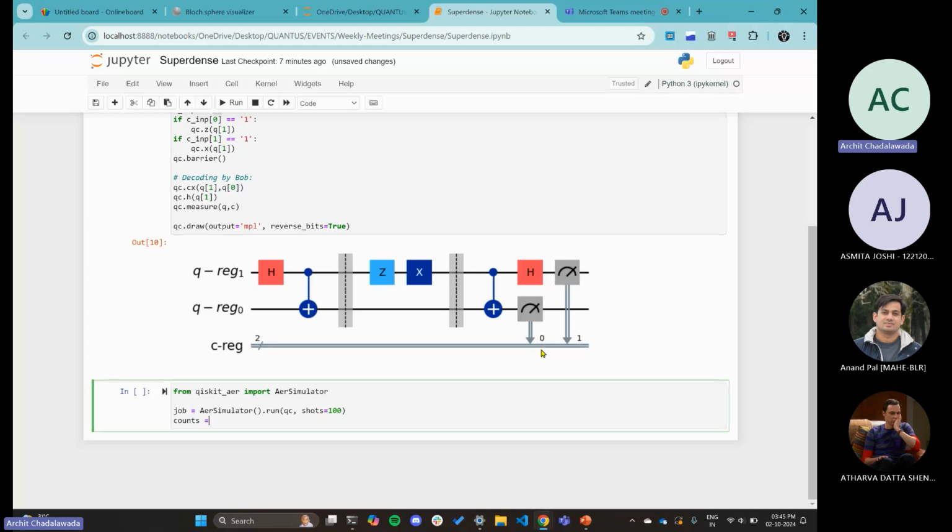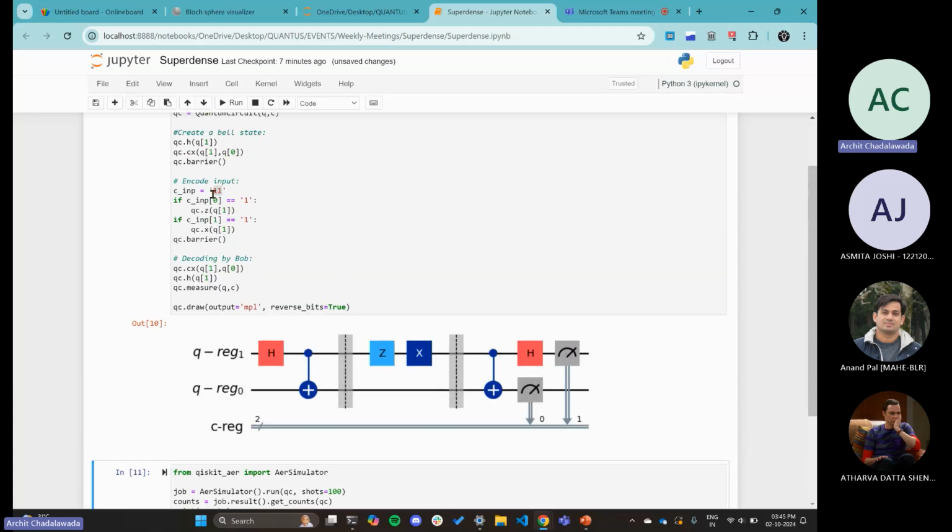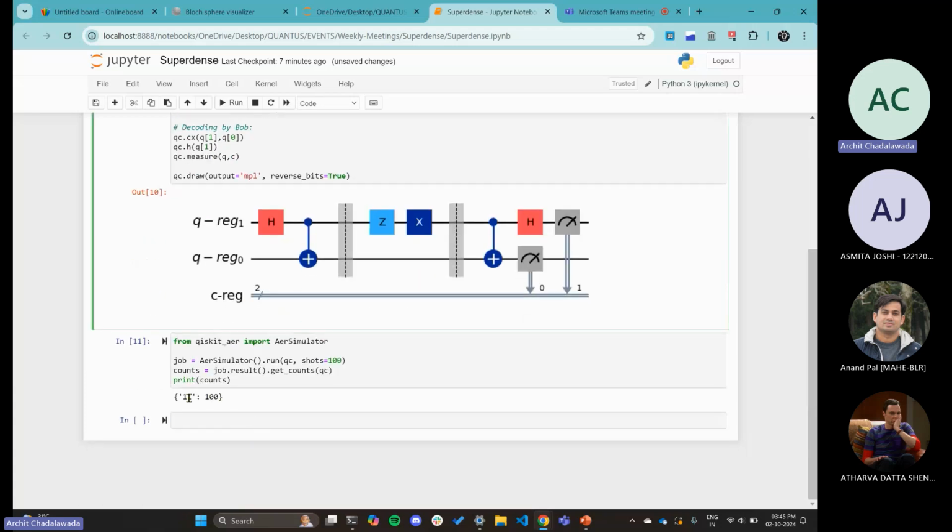Now once I've run this, I need to just get the actual data out. So I'm going to store it as counts, as a dictionary, where I'm going to get the result of the job, and I'm going to get the counts. The counts refer to how many times different values are measured. So I'm going to get the counts after running the quantum circuit, and let's print out these counts. As you can see, after simulating this, we get 1, 1 as the output. So 1, 1 was actually the input as well, and 1, 1 is the output. All of the 100 times we got 1, 1. So that means we have successfully encoded two classical bits into a single quantum bit.